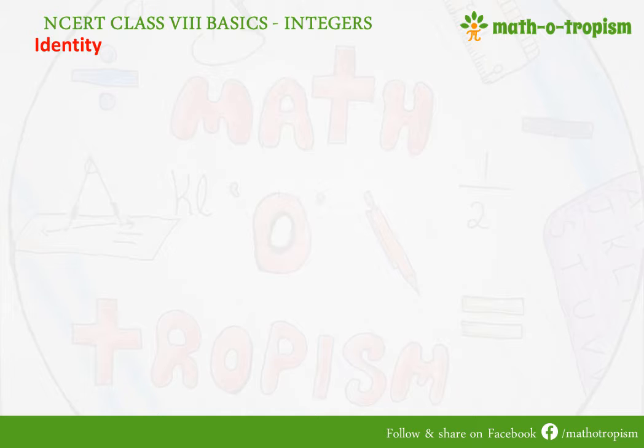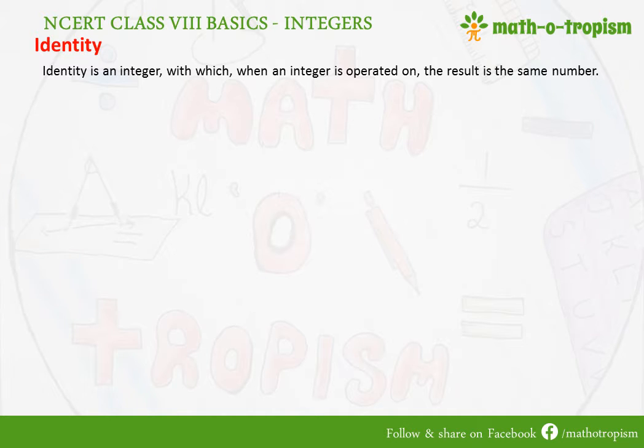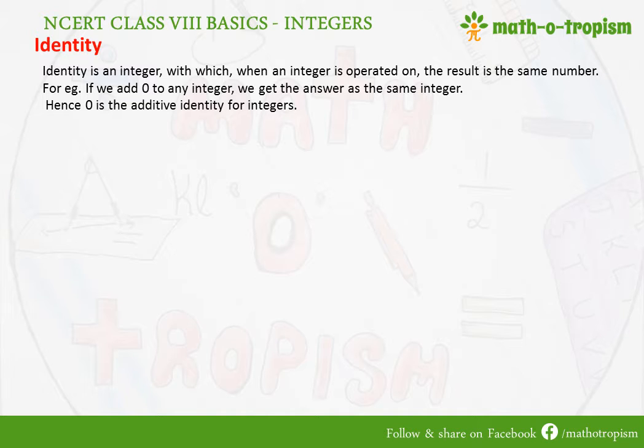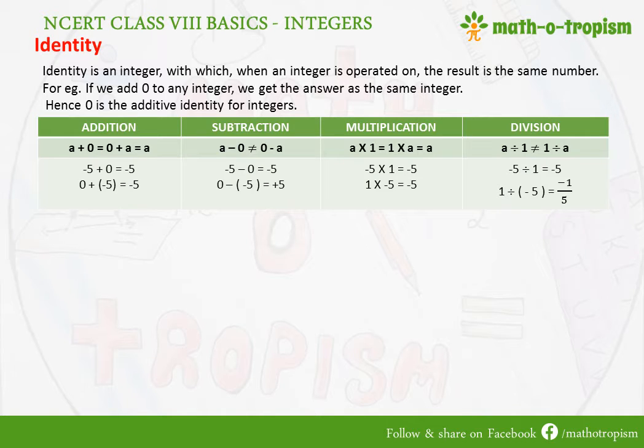To find the identity for an operation, we must find a number in such a way that when that operation is performed on any integer, the answer should be the same integer. If we take 0 and add it to any integer, we get the same integer. Hence, 0 is called the additive identity for integers. When 0 is subtracted from any integer, we get the same integer, but since subtraction is not commutative, we cannot say that 0 is the subtractive identity for integers. So 0 remains the additive identity.